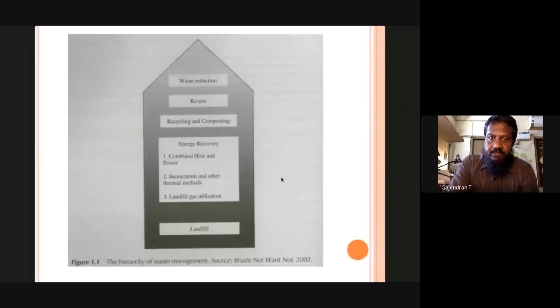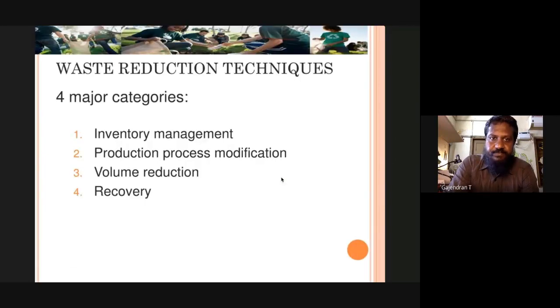This is again what we saw about waste management. Now here comes the important part. So what are the strategies? What are the methods in which this waste reduction can be taken up? Inventory management. Inventory management is knowing what exactly is the stock and what exactly is the output required, and then go for the usage.